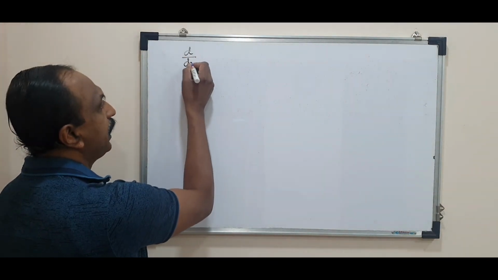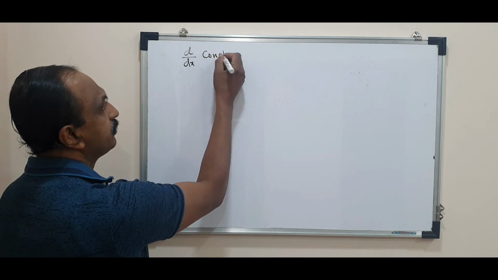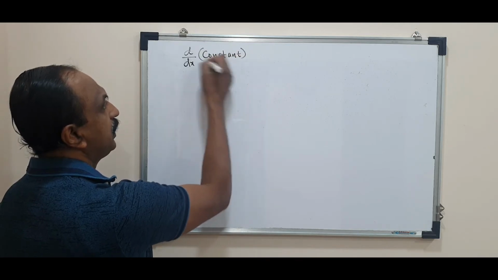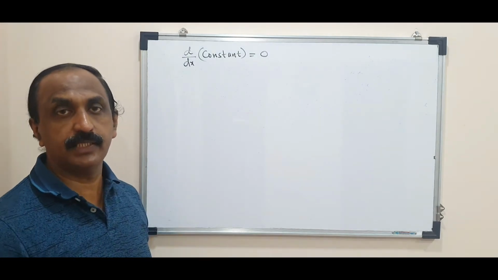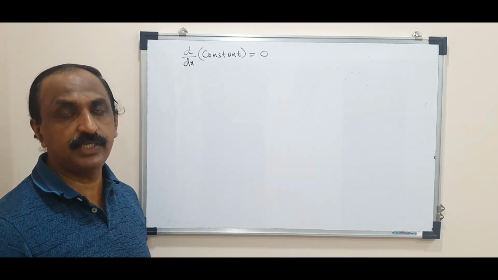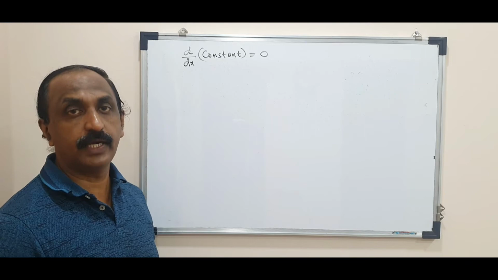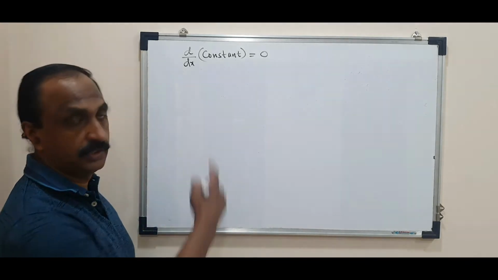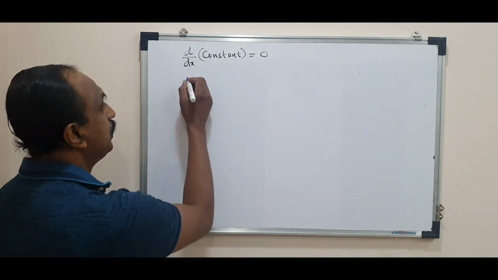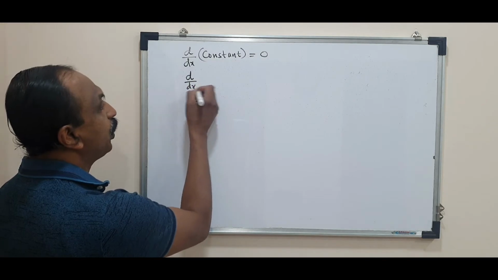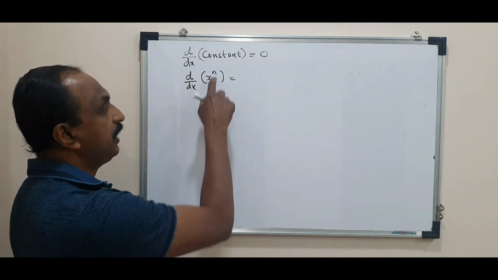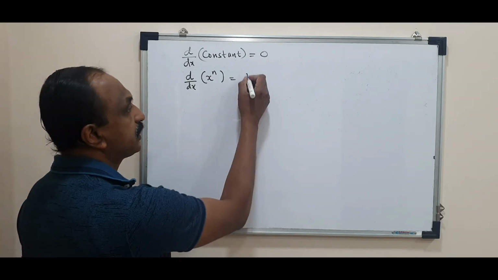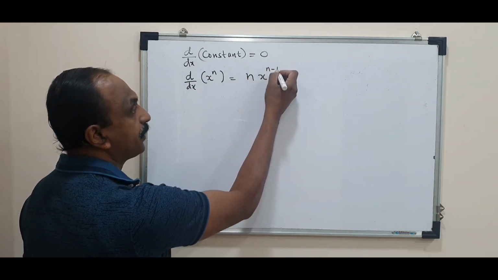Derivative of a constant is 0. In a constant, there is no change in the variable. When x is changing, the constant remains the same. So there is no rate of change. So the derivative of a constant is 0. Then we came to the derivative of x to the power n. Whenever the variable x is having a power, start from the power and reduce the power by 1.